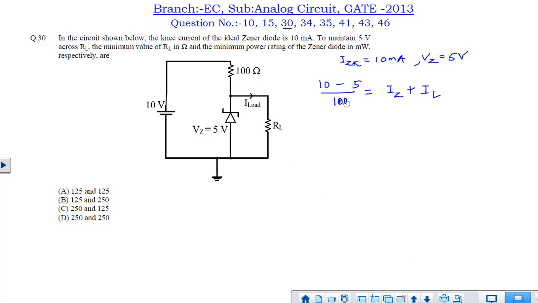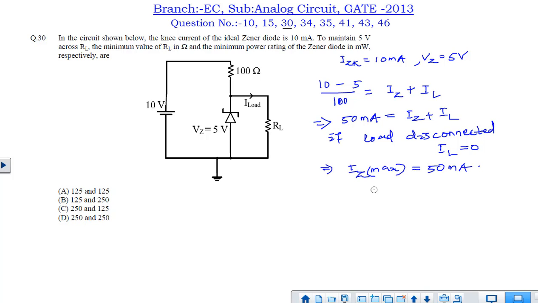So here is the KCL, that is (10 minus 5) divided by 100 equals IZ plus IL. Now due to some disturbance, if IL is disconnected, that is the load current is becoming 0, then through the Zener diode the maximum current will flow, that is the supply current, that is 50 milliampere will flow. So that maximum current will give us the power rating of this Zener diode.